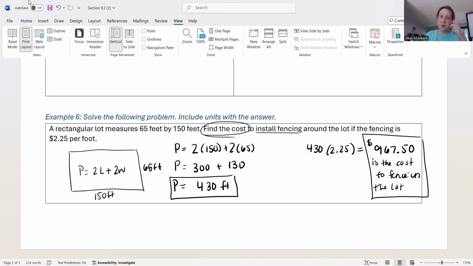So again, this has nothing to do with circles. I just didn't feel like doing a completely separate topic in a really short video. So there you have it. That is how you would calculate the cost of fencing for a rectangular lot measuring 65 feet by 150.